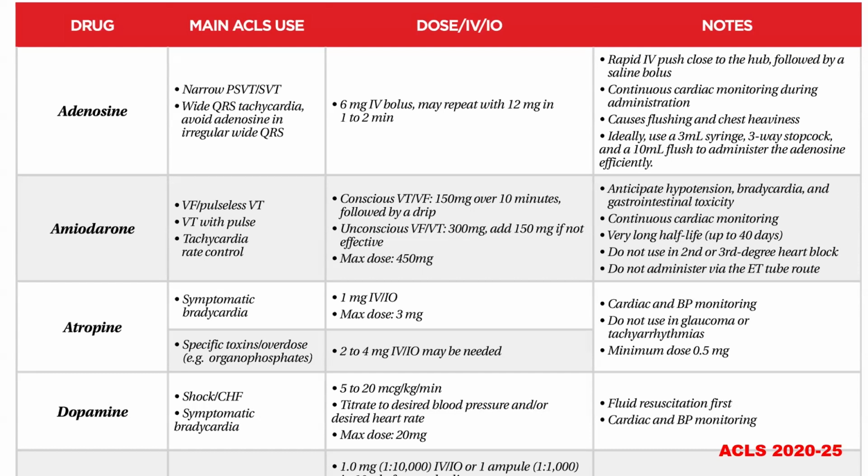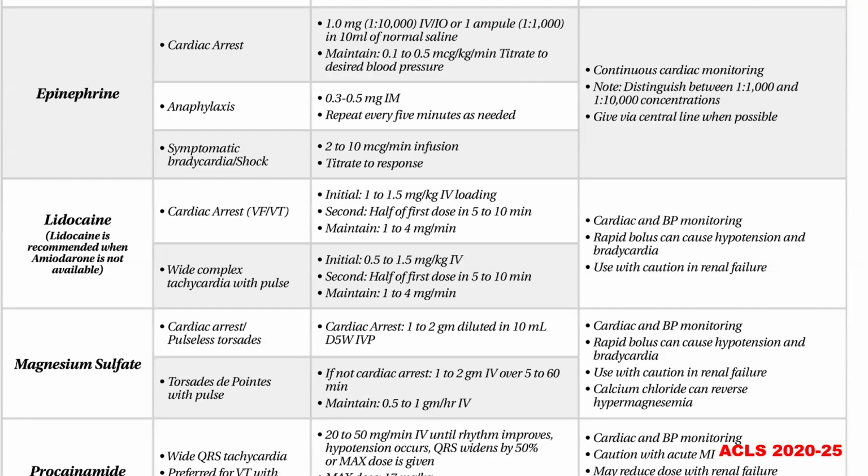Dopamine is used in shock and heart failure, symptomatic bradycardia, at 5 to 20 mcg per kg per minute. Titrate to the desired blood pressure and heart rate. Fluid resuscitation first, and cardiac and blood pressure monitoring needs to be done. Epinephrine usage is cardiac arrest, anaphylaxis, symptomatic shock. So you have to understand the route and the dose are different.